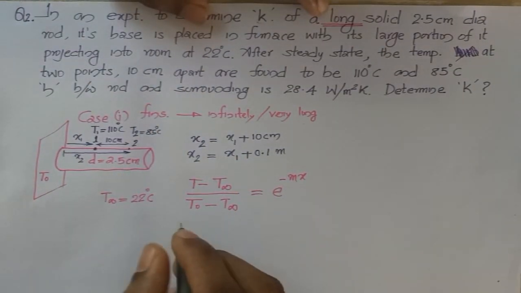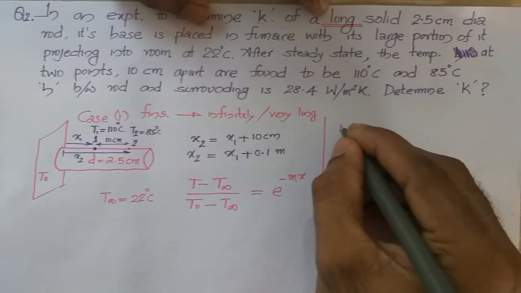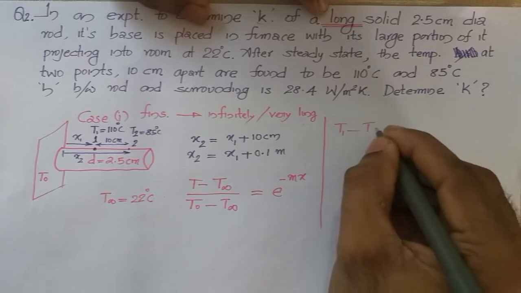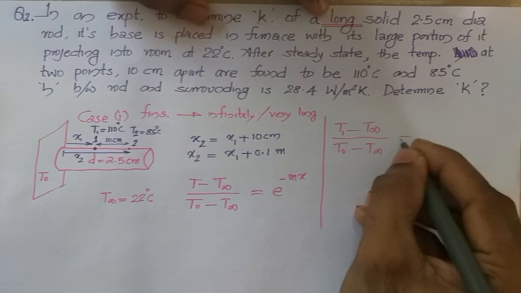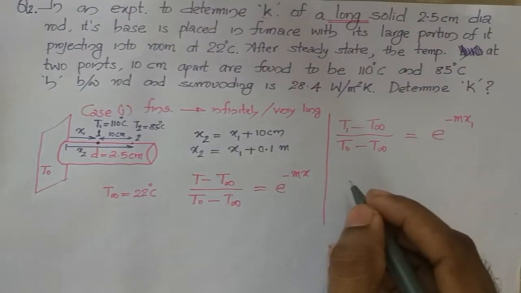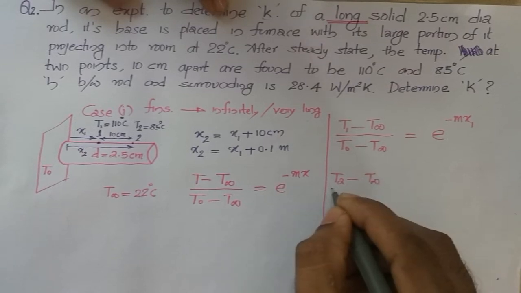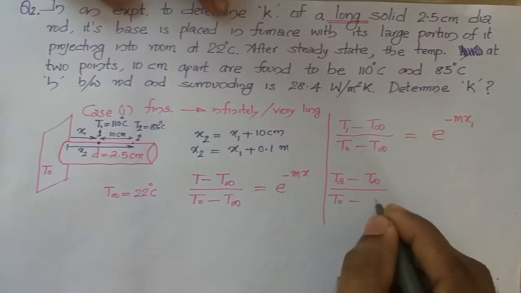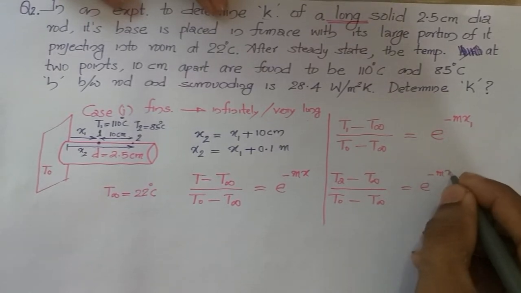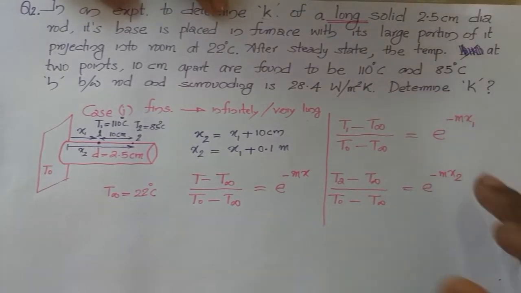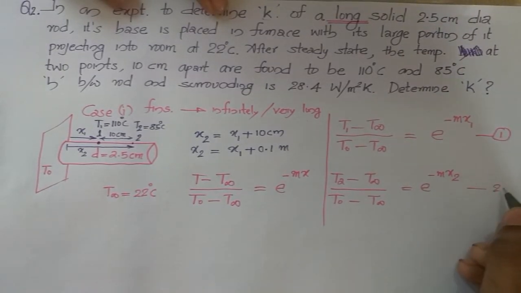If you are applying for the first point, then you are having T1 minus T infinity divided by T0 minus T infinity equal to e raised to minus m into x1, and for the second point you are having T2 minus T infinity divided by T0 minus T infinity equal to e raised to minus m into x2. So you are having two relations. Here I am calling this the first equation and this the second equation.